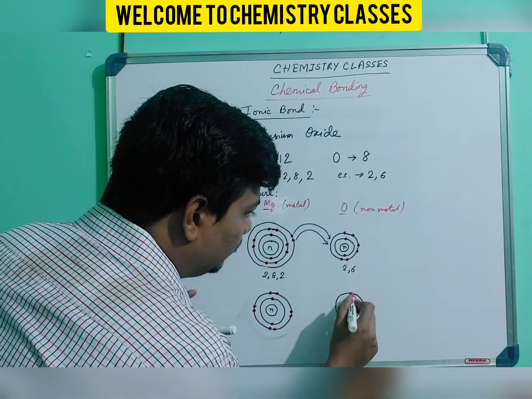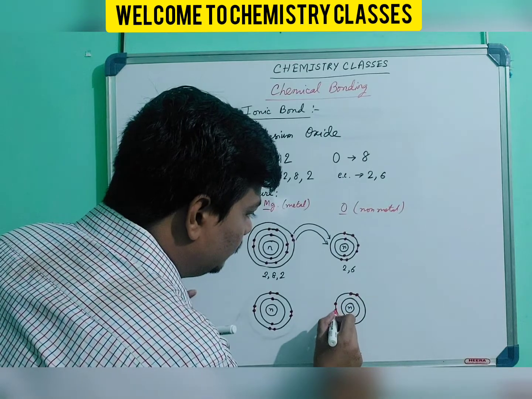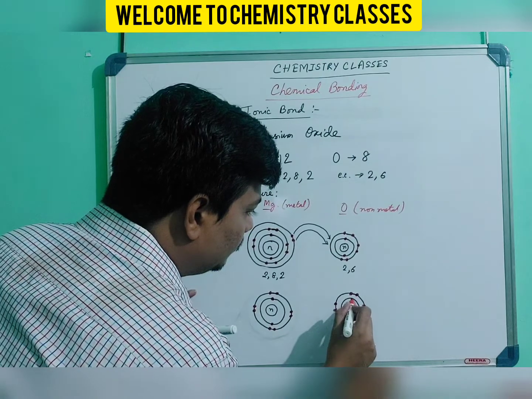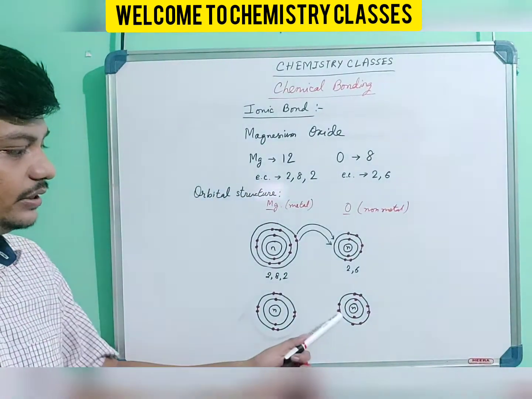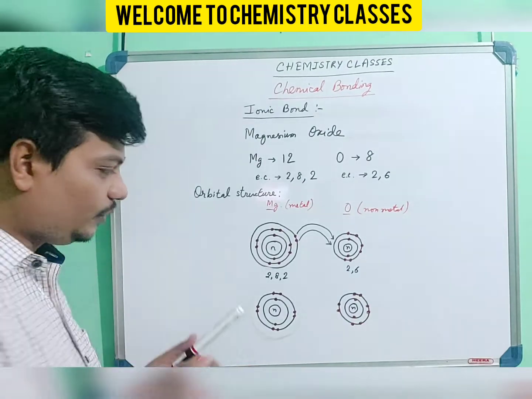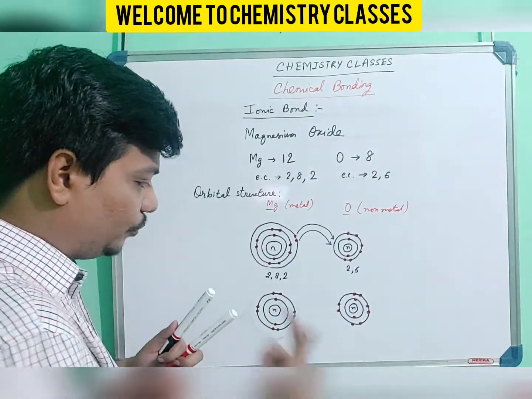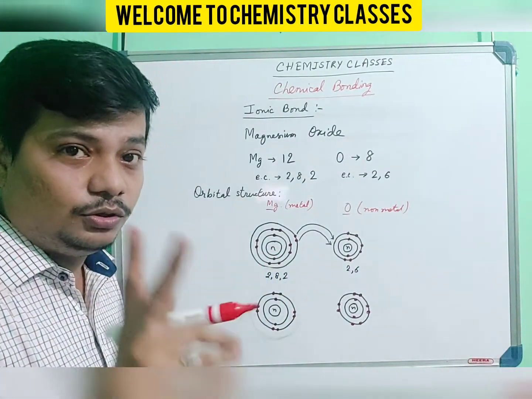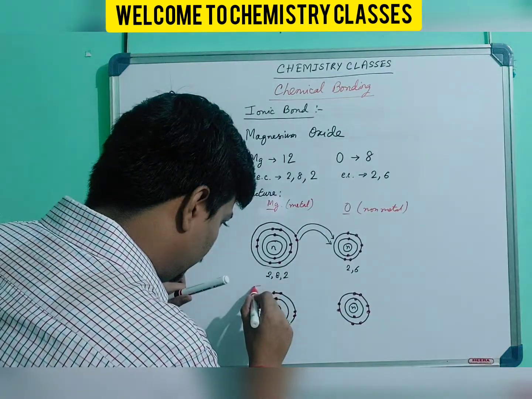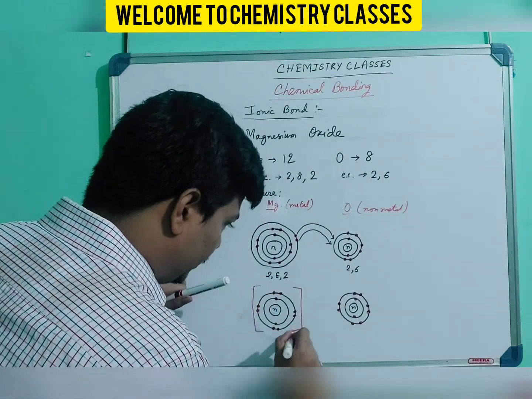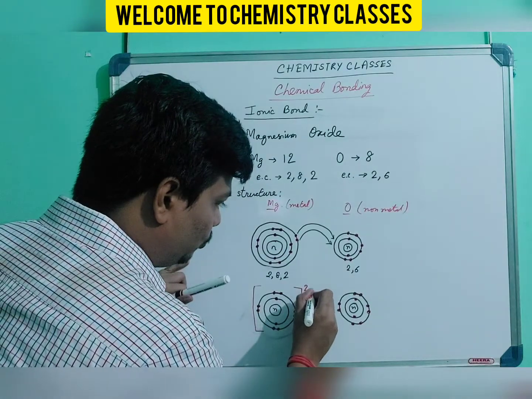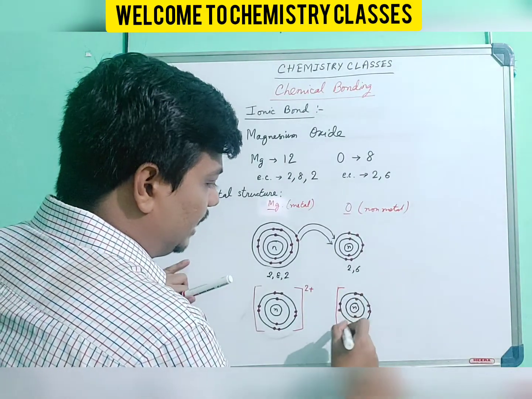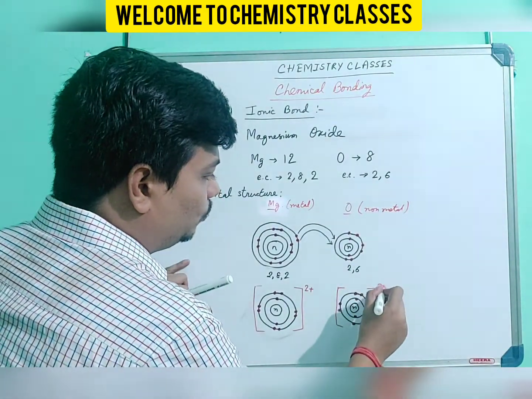and over here oxygen has gained the 2 electrons, right? So now there is a special way of representing this. How many electrons magnesium has shed off? 2 electrons. So I will give it in third bracket and write it as 2 plus. Okay, and for oxygen I will write this as 2 minus.